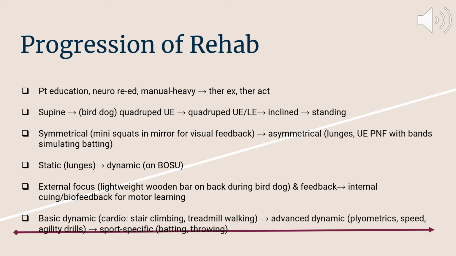And then after a while of mastering that skill, we removed the bar, and he was able to have better stability and just promote more internal cueing and biofeedback for increased motor learning. And then finally, we started off with some basic dynamic things like cardio, stair climbing, treadmill walking, and then advanced him to more advanced dynamic things like plyometrics, speed and agility drills, and then we would eventually progress to more sports-specific things like batting and throwing and assessment of his mechanics there.